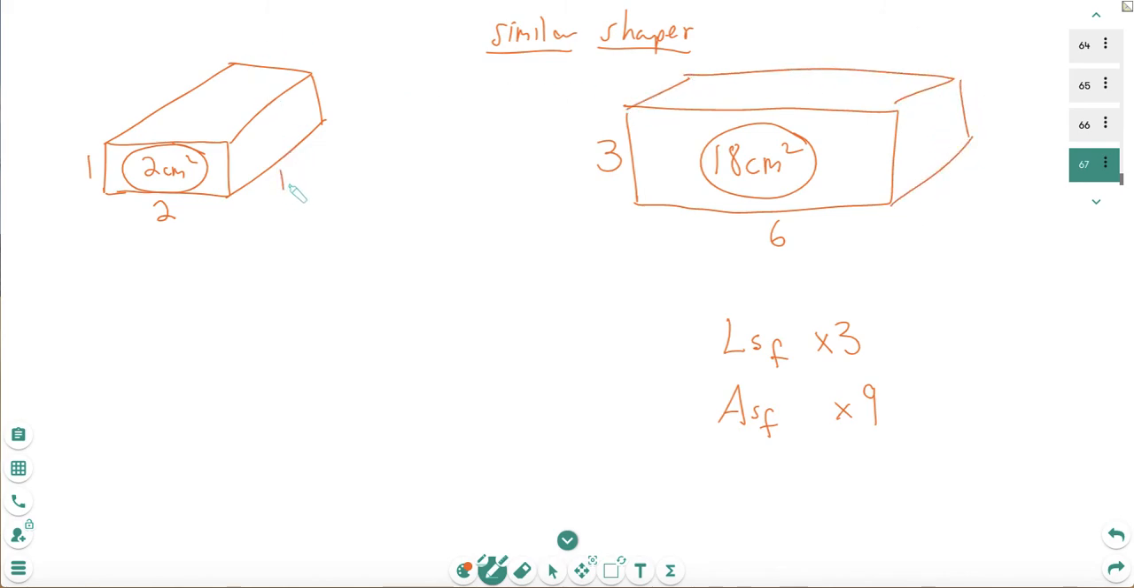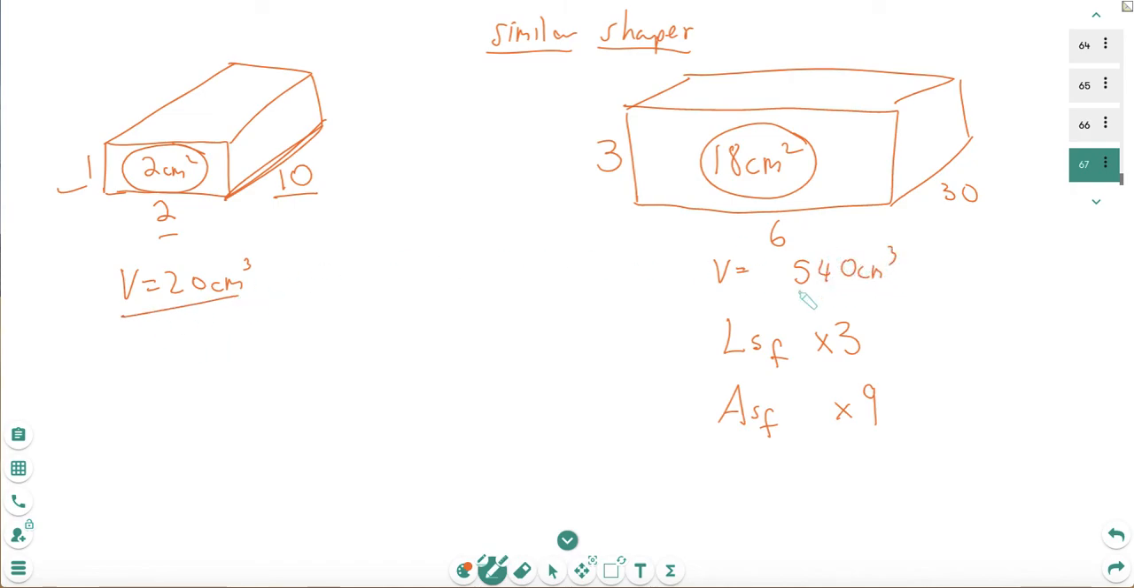Let's say this is 10, okay? So this length is 10. This length must be 3 times bigger, so 10 times 3 is 30. Let's find the volume. So 10 times 2 times 1 is 20, so the volume is 20 cm cubed. And the volume here is 30 times 6 is 180. 180 times 3 is 540.